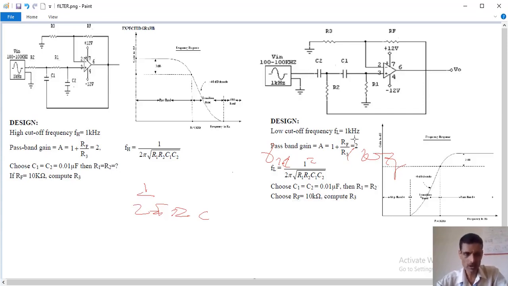Suppose you want to get a gain equal to 2. Assume one resistor value here, RF equal to 10 kilo ohm, and I know the gain A equal to 2. Find out this unknown, that is R3, which comes out to be again 10 kilo ohm only. So put these values and do the experiment in the lab.